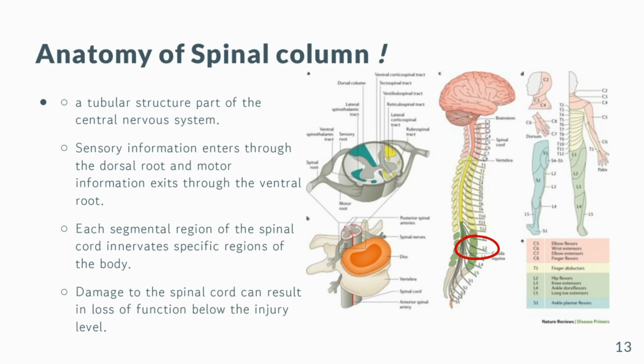For example, if the spinal cord is injured at the level of the lumbar vertebrae, this could result in loss of sensation and motor function in the legs. Similarly, damage to the cervical vertebrae can result in loss of sensation and motor function in the arms and upper body.